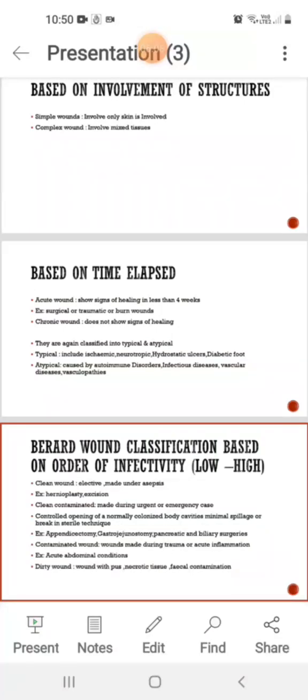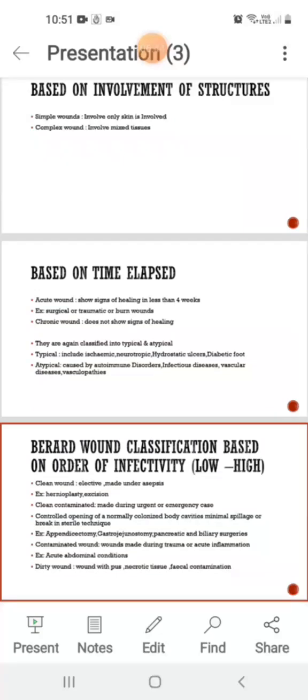Based on thickness of the wound, they are classified into 6 types. They are superficial wound, partial thickness wound, full thickness wound, deep wounds, complicated wounds, penetrating wounds. So the mnemonic goes like SPF DCP. Superficial wound involves only epidermis and dermal papillae.